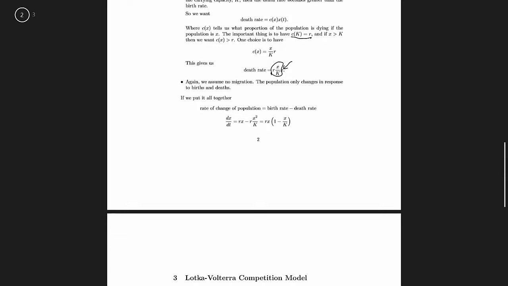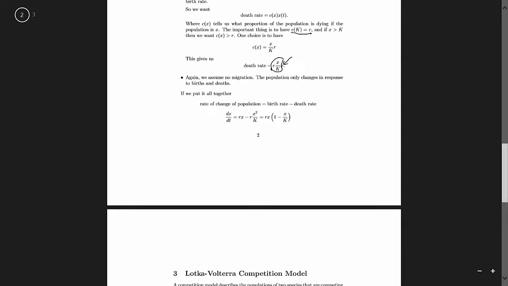So we'll go ahead and put this all together. Again, the rate of change in our population is the birth rate, rx, minus our death rate, right here. And if you look in the book, you'll see the logistic equation expressed in these terms, this last equality, which is fine. I prefer to think of it as in minus out, but they like to factor things out. So that's fine. Okay, that's the logistic equation.